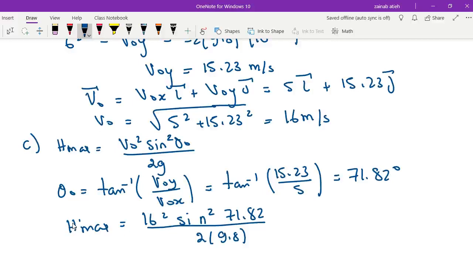We will get 11.79 meters and this is the answer.